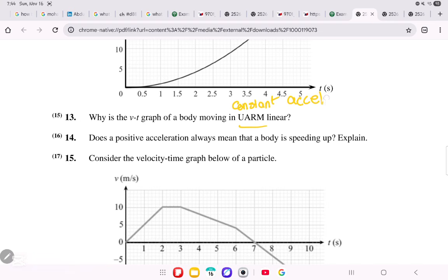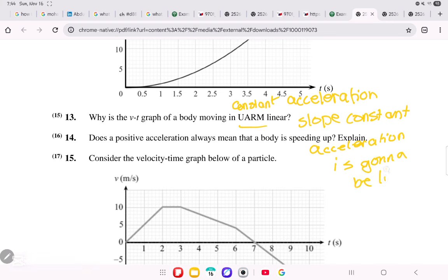If we have a constant acceleration, that means our slope is what? Our slope is constant. If our slope is constant, that means it's going to be a line, so our graph is going to be linear. Now, we'll move on to question 14.